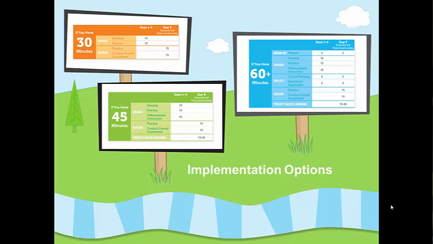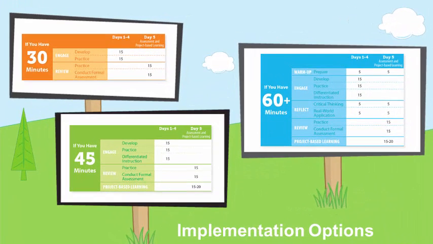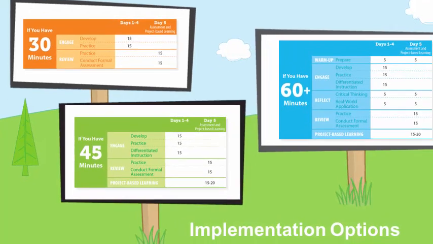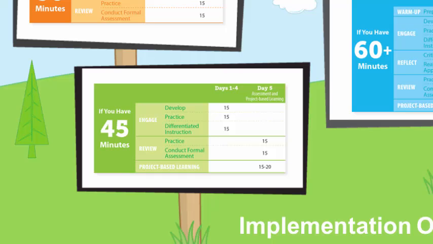In Number Worlds, there are three implementation options: 30 minutes, 45, or 60 minutes. In this video, we're going to concentrate on the 45-minute implementation option for Number Worlds.